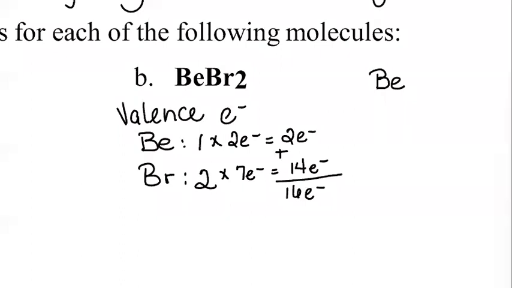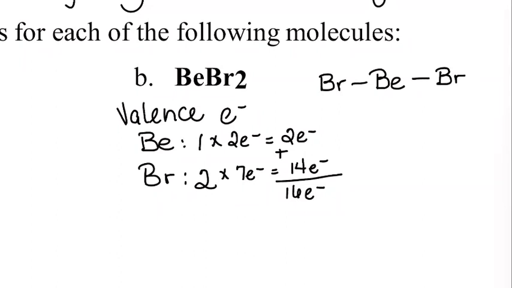Now, rule number 2 also tells you that we are going to attach, utilizing a pair of electrons, the remaining atoms to our central atom. So we're going to put one bromine here and one bromine here.